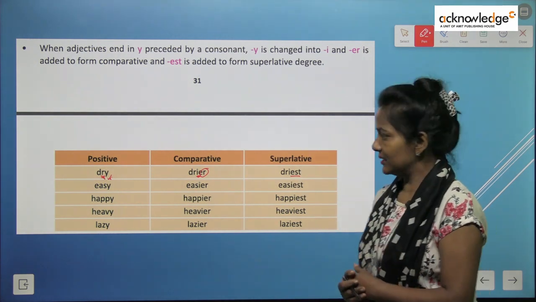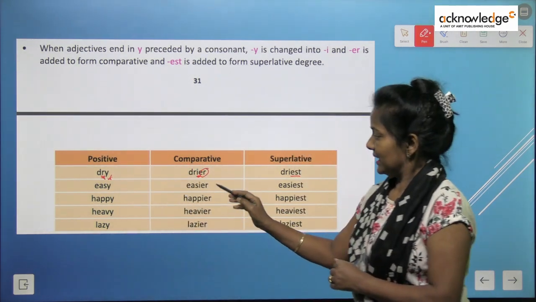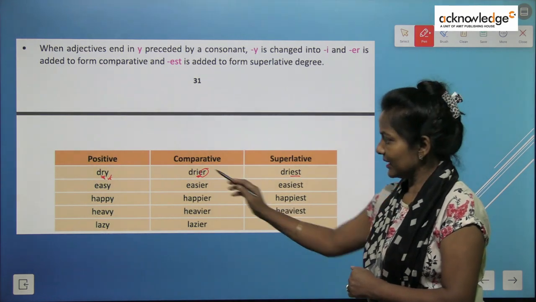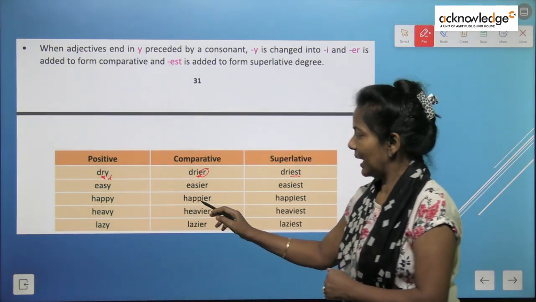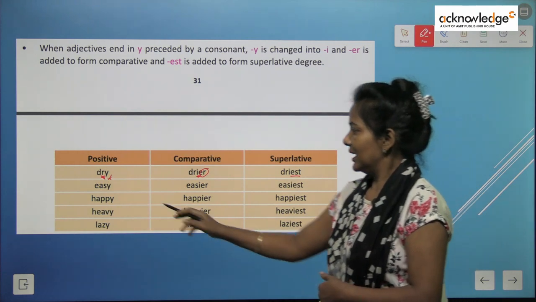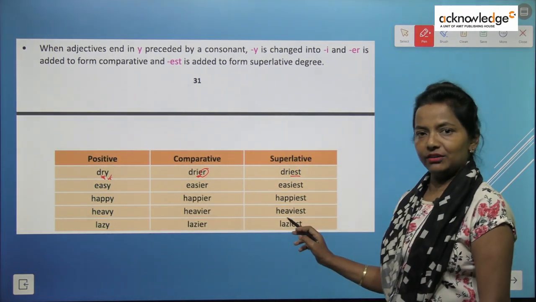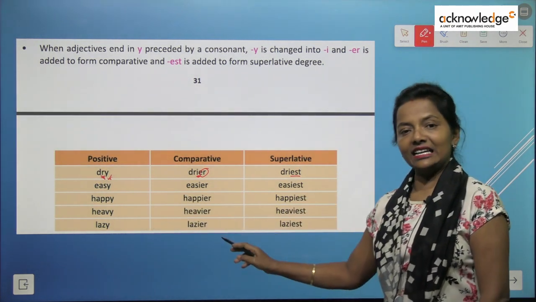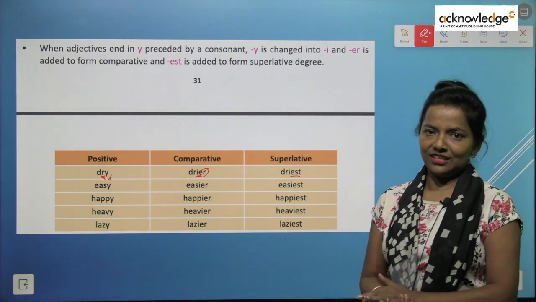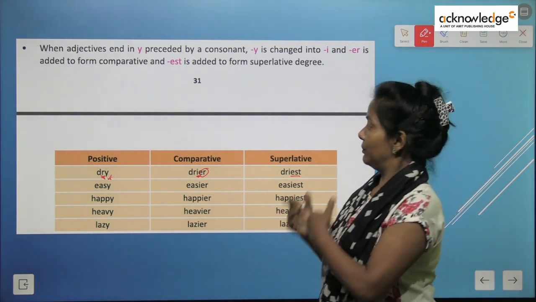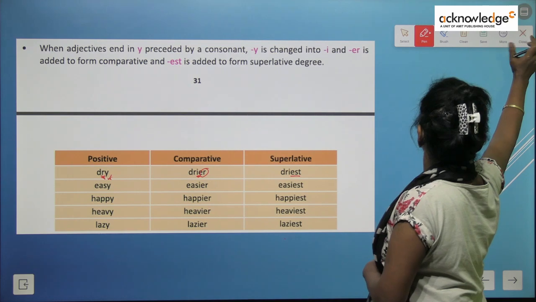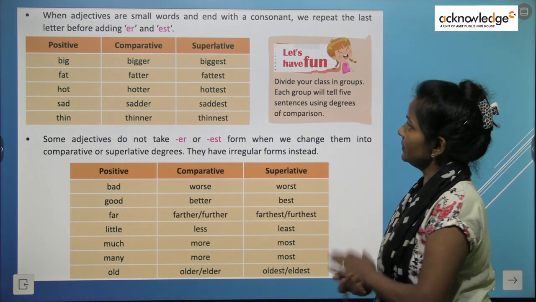Now let's read the other ones. Easy, easier, easiest. सारे y से end हो रहे हैं. Happy, happier, happiest. Heavy, heavier, heaviest. Lazy, lazier, laziest. Fine children. So this was one more rule of degree of comparison.